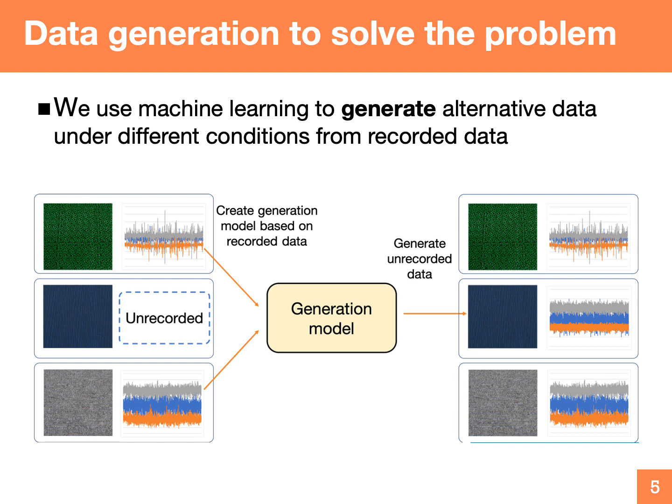To solve this problem, we propose a method which can substitute the data collection of tactile signal from real objects. Instead of data collection from real objects, we use machine learning to generate alternative data under different conditions from recorded data. If the method is realized, we can reduce the cost of data collection and obtain various unknown contents for vibrotactile displays.